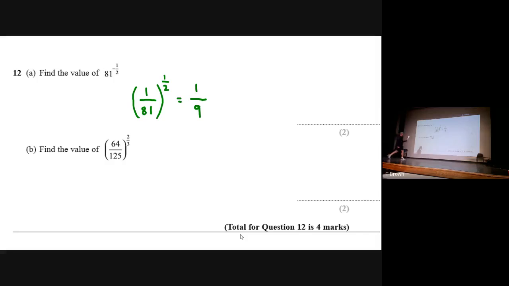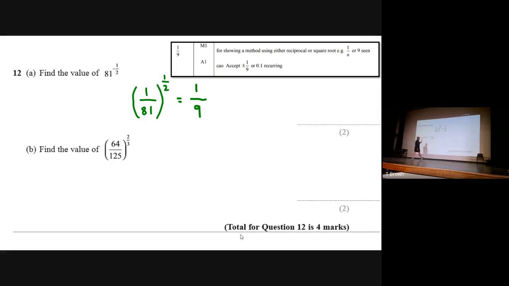Cube root. So if we cube root 64, what's the cube root of 64? Rory, cube root of 64. No, that's the square root of 64. Cube root of 64. 4, fantastic. And then the cube root of 125. Cube root of 125, come on. No, come on, come on. 5. Okay, so the cube root of 64 is 4, and the cube root of 125 is 5. Brilliant. But we're not there yet.